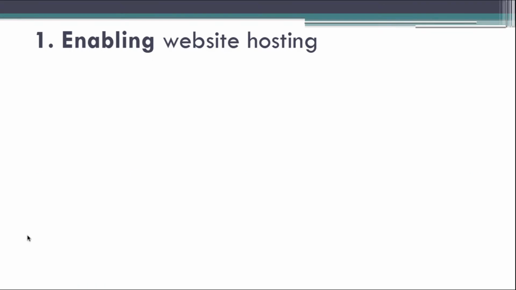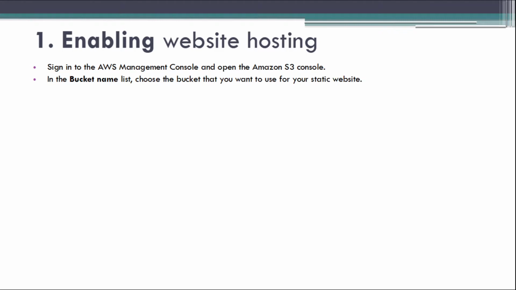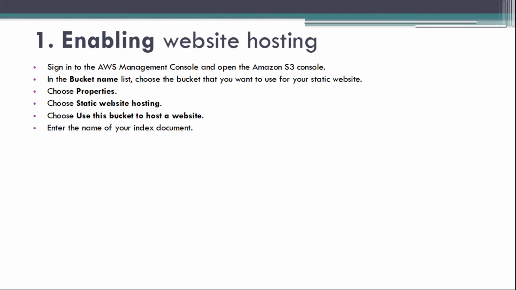So first is enabling website hosting. You can log in to your AWS Management Console and open the Amazon S3 console. In the bucket name list, choose the bucket that you want to use for your static website. Choose Properties. Choose Static website hosting. Use this bucket to host a website. So this will enable your static web hosting.